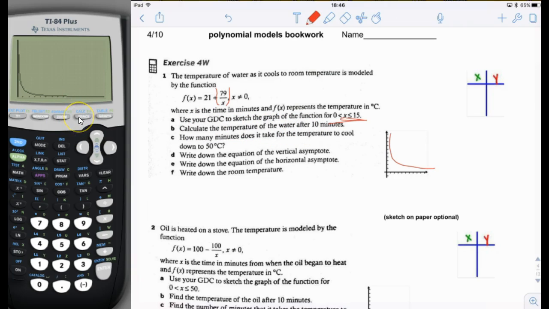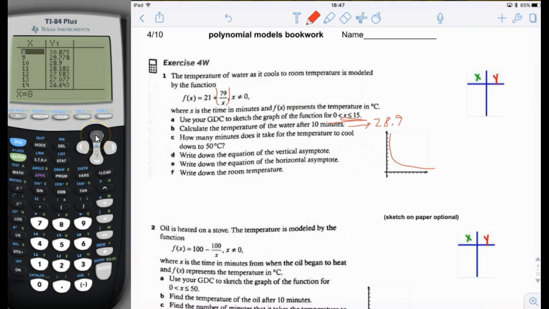Well, there's two ways. One is we could do trace 10. And it tells us that y is equal to, and I can't even read it because the cursor is right on top of it. Okay, it looks like 27.9. Let's check on second table. We'll go to x equals 10. 28.9 is the answer. Okay, so calculate the temperature of the water after 10 minutes. It's 28.9.